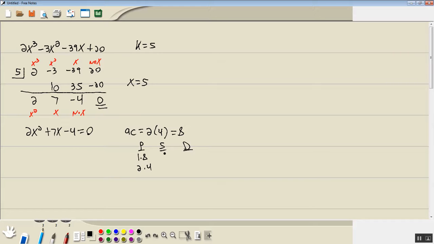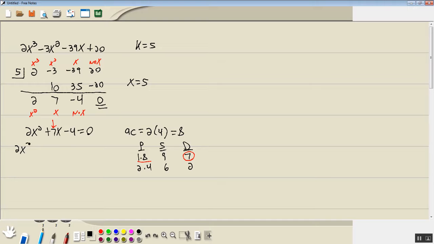Add them. 1 plus 8 is 9. 2 plus 4 is 6. Subtract them, smaller from larger. 8 minus 1 is 7. 4 minus 2 is 2. The number we're looking for is the number in the middle term, which is 7, which is right here, which means we'll use 1 and 8.